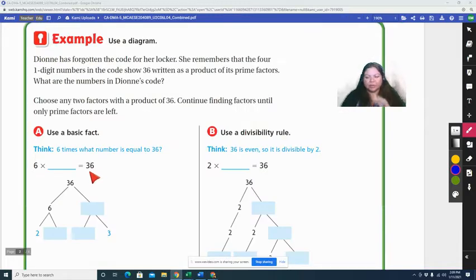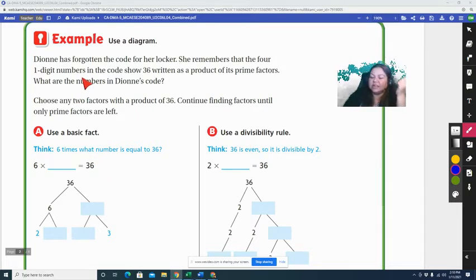Okay, so now we're going to do some examples. And now we're going to use a diagram. And I actually like this way. I just think it's fun. It must be my mathematical mind that likes it.